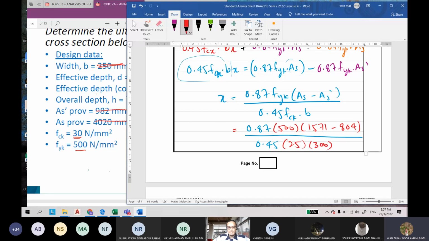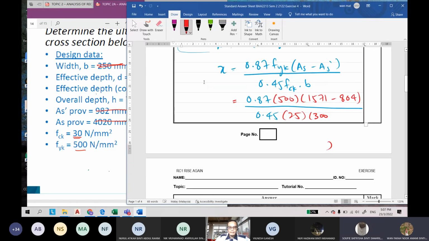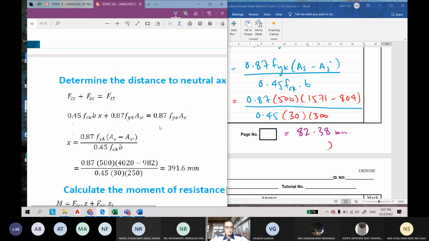So what is the value of x now? fck is 30, right, doctor? Oh, 30, sorry. So this one is 30. Okay, 30. So what is the value of x now? 82.38. Sorry? 82.38. Okay, so that's the value of x.